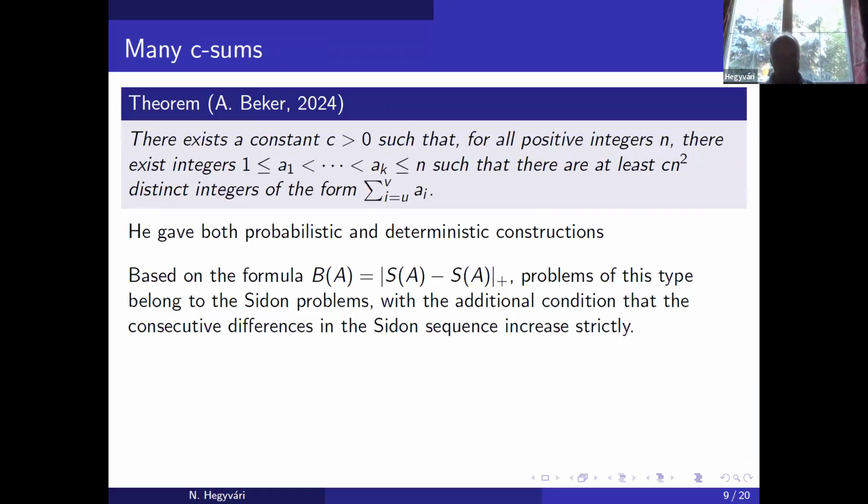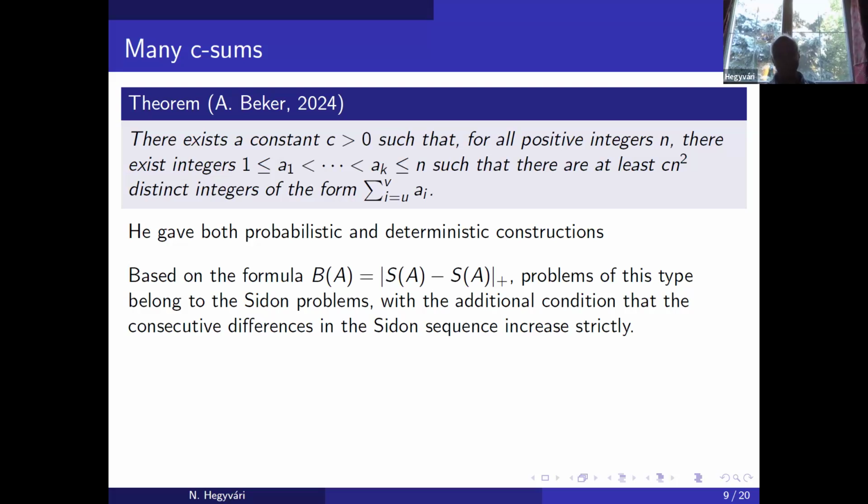Okay, a very nice result of Alan Becker from 2024. There was another question, namely: is it true that there are many consecutive sums between 1 and n? If you consider constant times n, clearly the potential number of consecutive sums is n over 2 plus n, if we consider the singletons as well. And Becker proved that it is allowed.